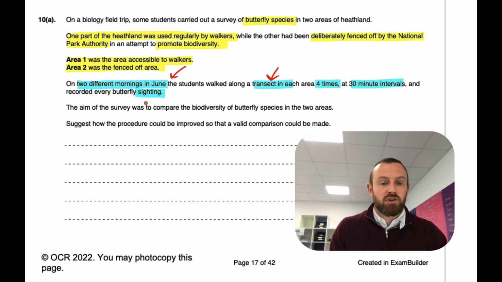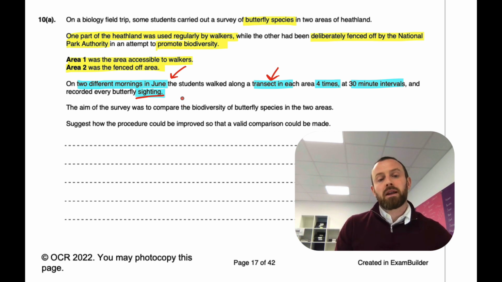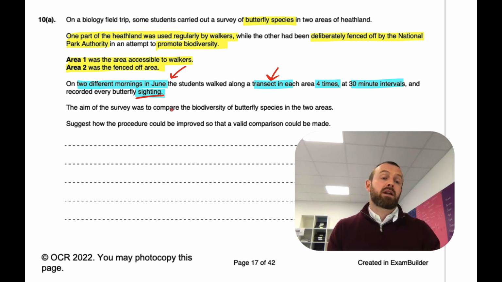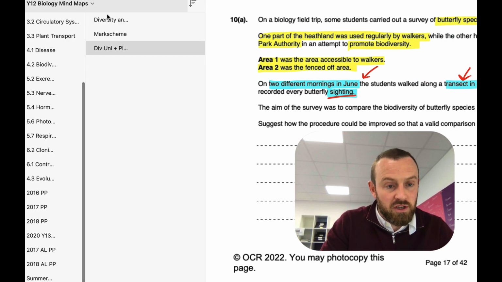And the other thing is we're just recording sightings of butterflies. It's not brilliant. So we might misidentify butterflies, or potentially we could do some sort of catch and release sampling to get a better estimate of the population, as opposed to just, oh, there's a butterfly, I'm going to write it down. So there's probably more things you could have said.